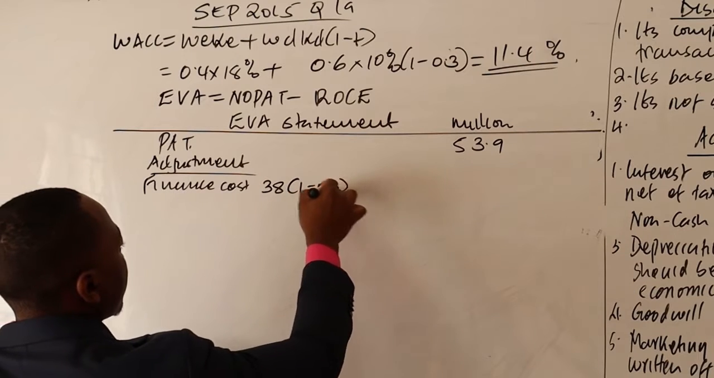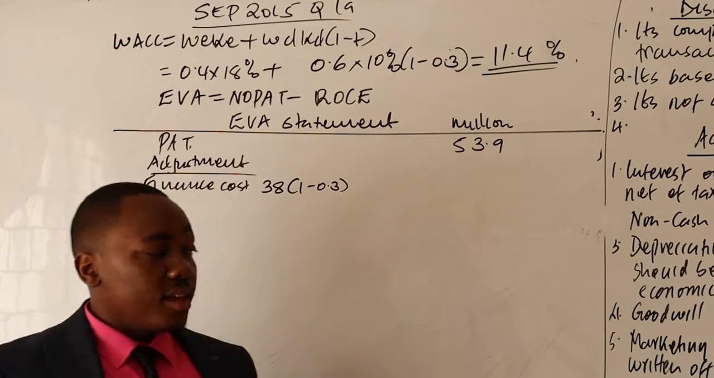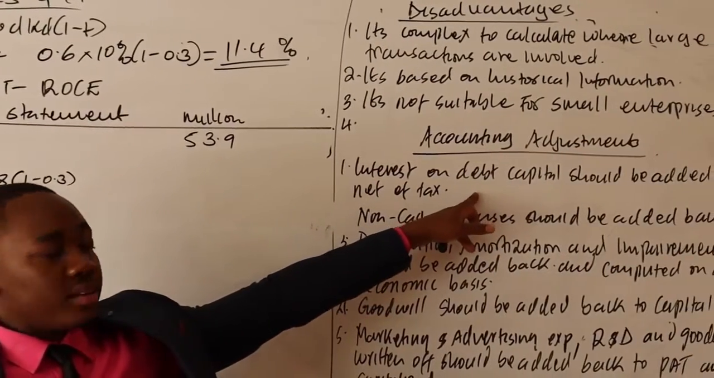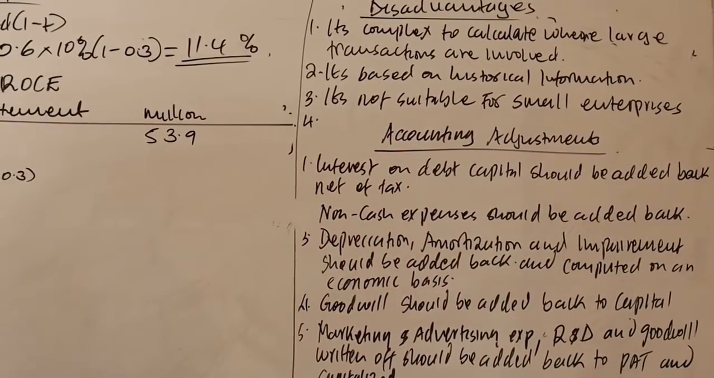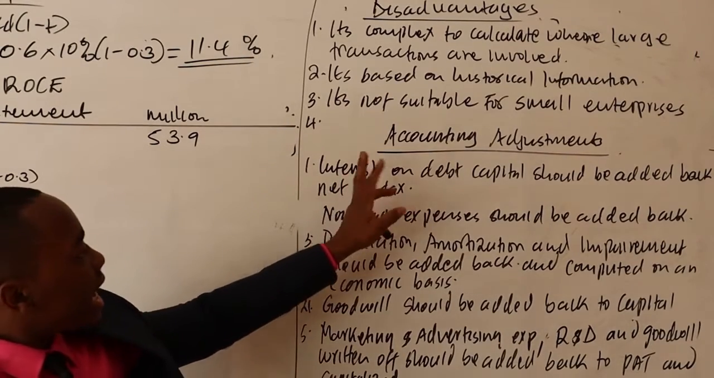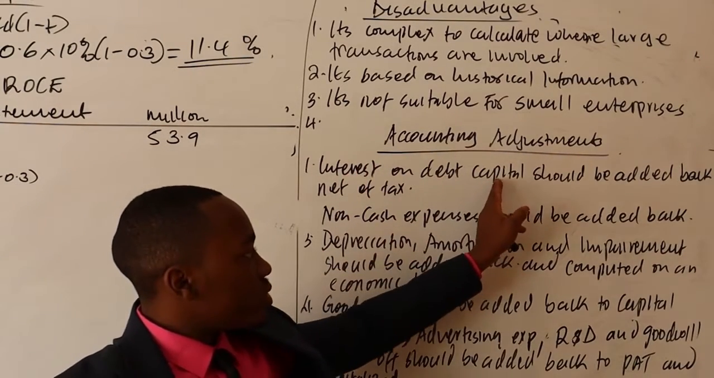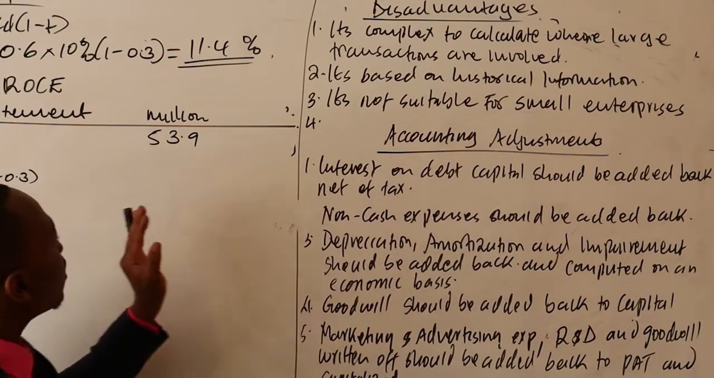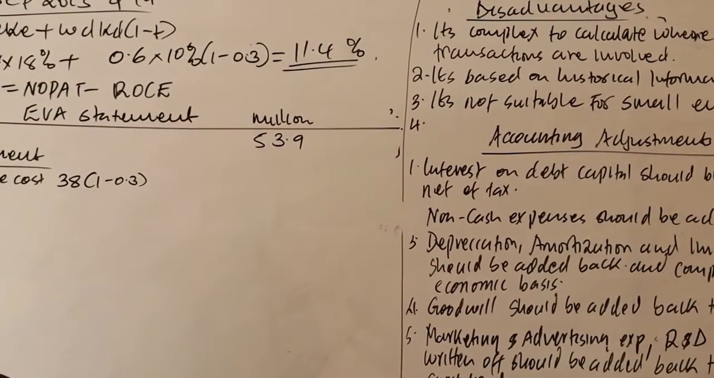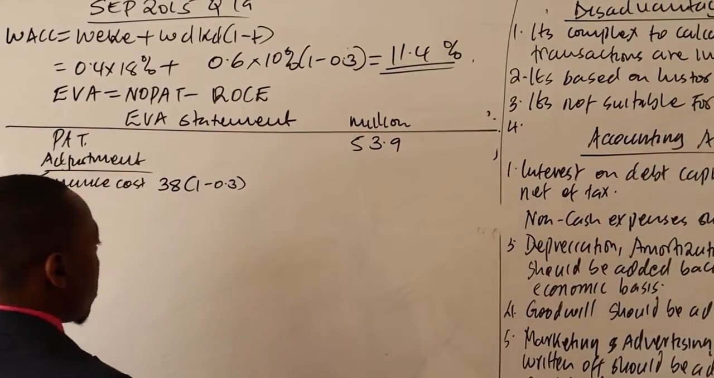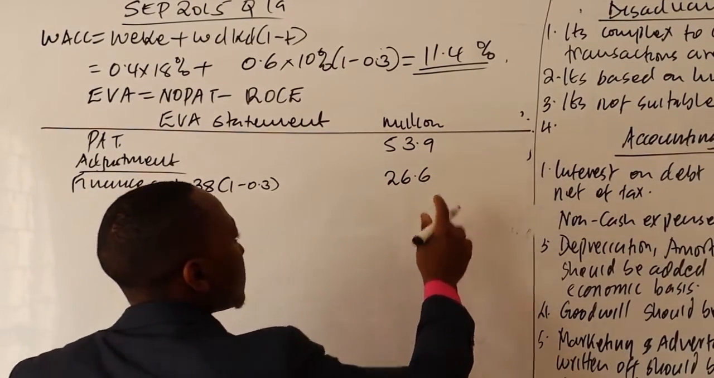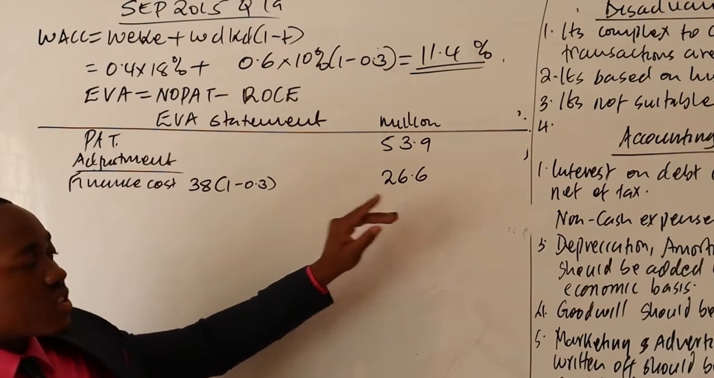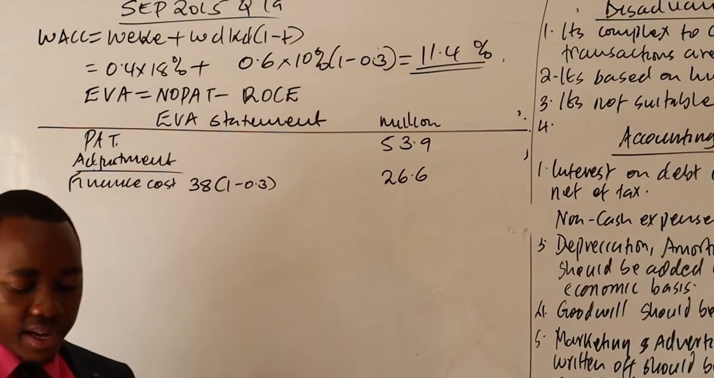Times 1 minus 0.3. Why? Accounting adjustment number 1: interest on debt capital should be added back net of tax. So you should add them back net of tax. And what do you get there? You have 26.6. You add it back because we are looking at net operating profit after tax, and the interest is not part of operating. So that's why we are adding it back.